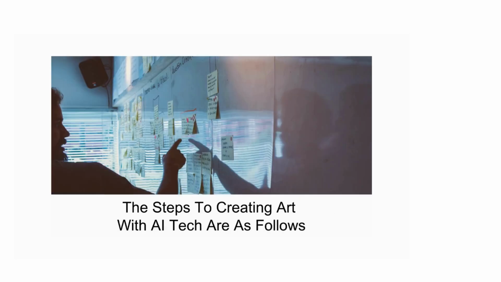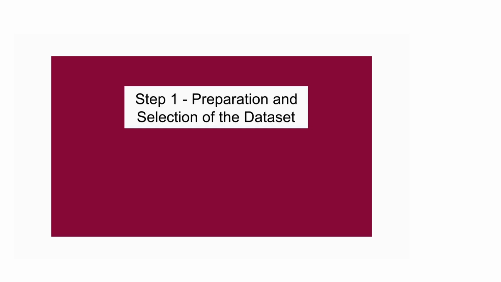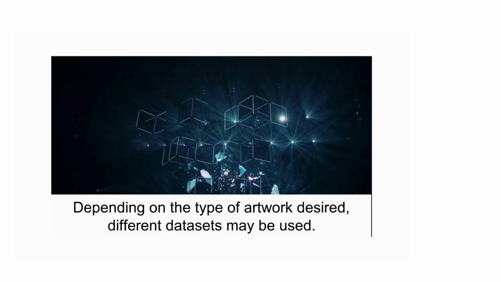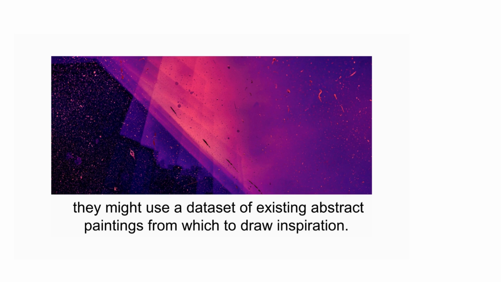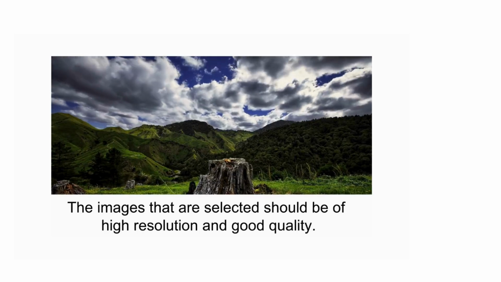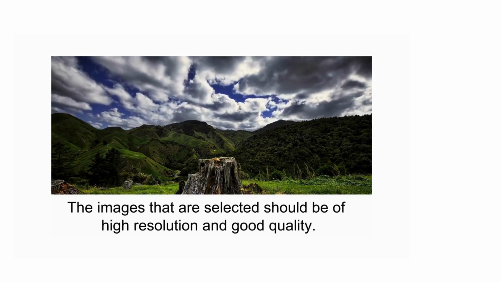The steps to creating art with AI tech are as follows. Step 1. Preparation and selection of the dataset. Depending on the type of work desired, different datasets may be used. For example, if an artist wants to generate abstract paintings, they might use a dataset of existing abstract paintings from which to draw inspiration. The images that are selected should be of high resolution and good quality.